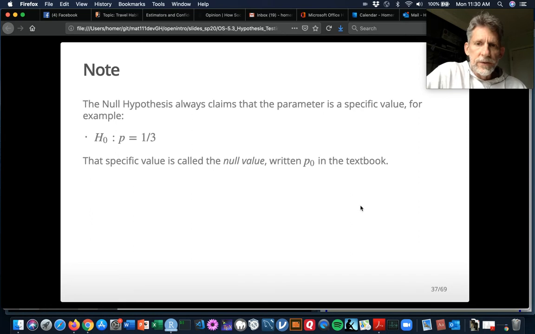I do want to emphasize some notation for the null value. When you read the null hypothesis, it's written like H naught, P equals 1/3. And that particular value that the null believes in is called the null value in the textbook, and I'm using that terminology here. You'll see it written as P sub 0 in the textbook, and I'll probably be using that too.